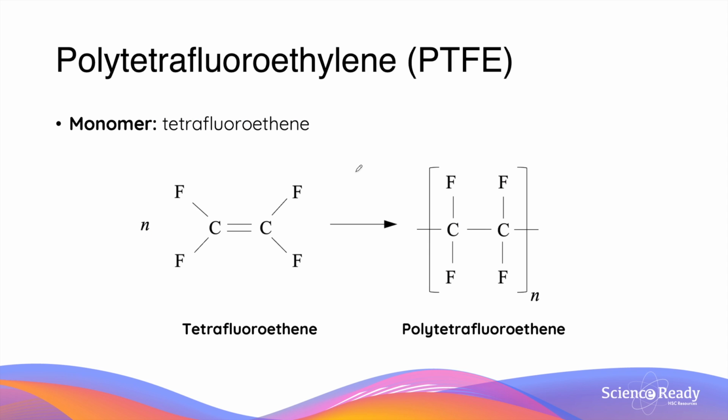The last addition polymer that you need to know is polytetrafluoroethylene, PTFE. This polymer is produced from a monomer called tetrafluoroethene. Tetrafluoroethene is a 2-carbon alkene where all the hydrogen atoms have been replaced by fluorine. So essentially, PTFE is exactly the same as polyethylene, but with all the hydrogen atoms being replaced with fluorine atoms.